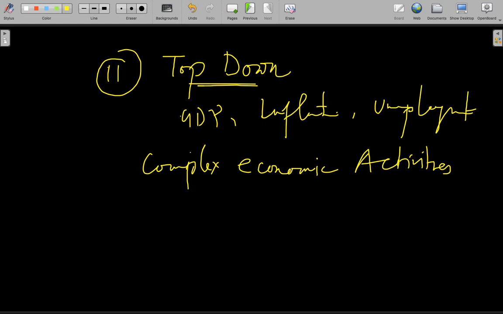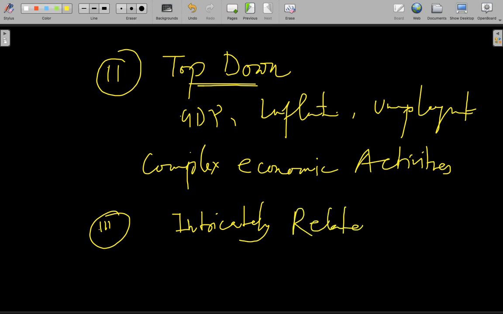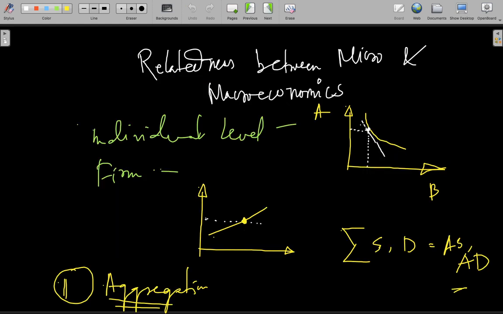The third part is, as I said earlier, that there are differences between micro and macro in the levels of aggregation, and whether it's a top-down approach or a bottom-up approach. So macro is top-down and micro is bottom-up. But despite that, these two are intricately related. Okay, both micro and macro are intricately related. What I mean by that is, things that we see in macro are actually derived from micro. We just saw that with the demand curve, how we get the aggregate demand or aggregate supply curve. It is coming from the individual level.